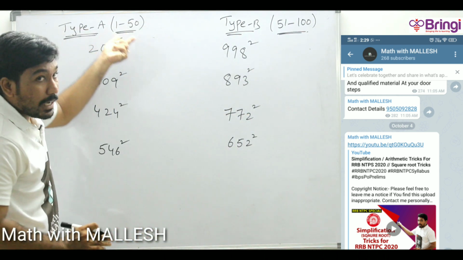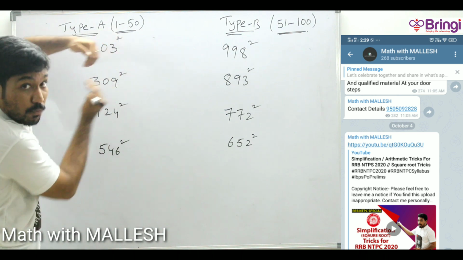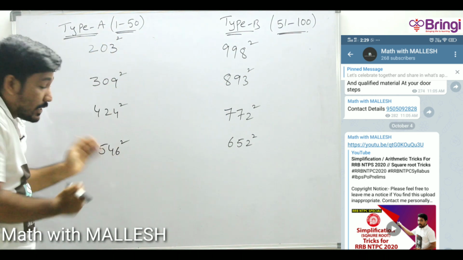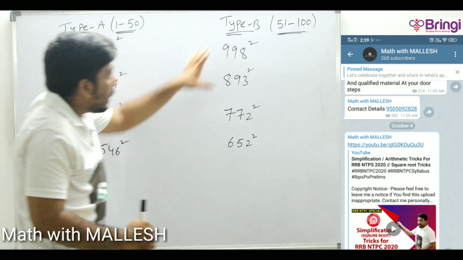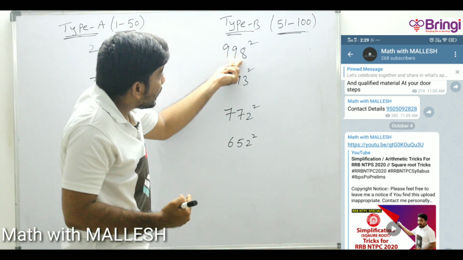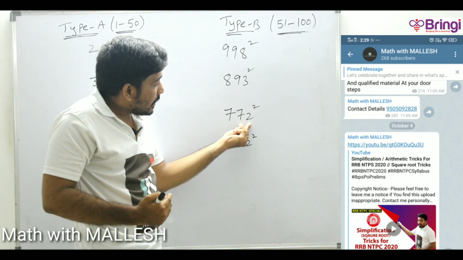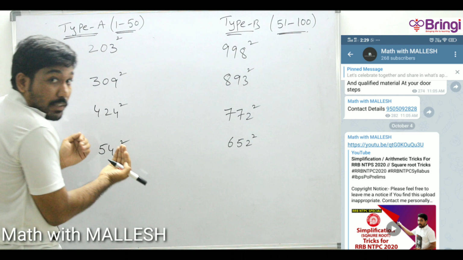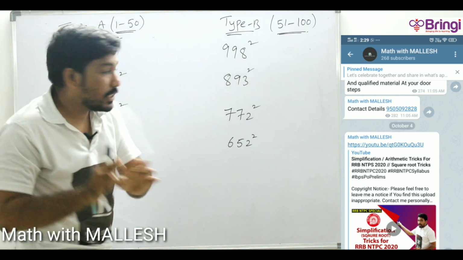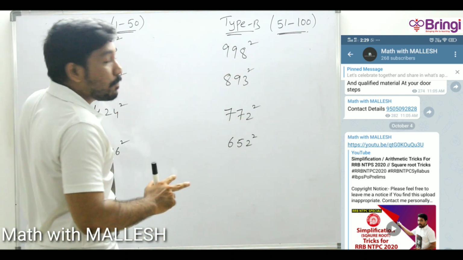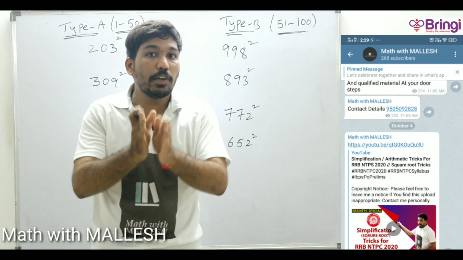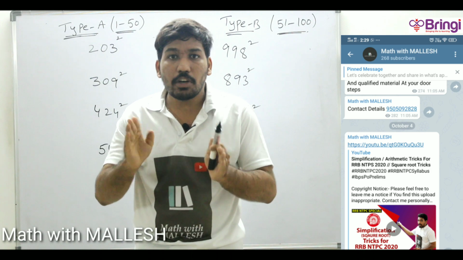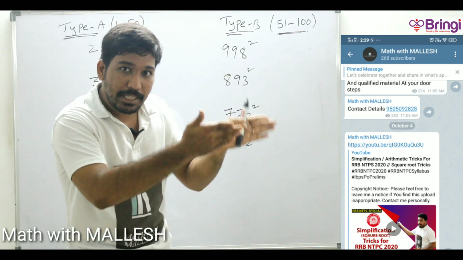Type A will be under 1 to 50, like 3, 9, 24, 46. These are 50 below, and these are 50 above: 98, 93, 72, 52. And by the end of the session, after completion of 8 problems, I assure you, you are going to solve each and every square in just 3 seconds. So without making delay, let's get into the topic.